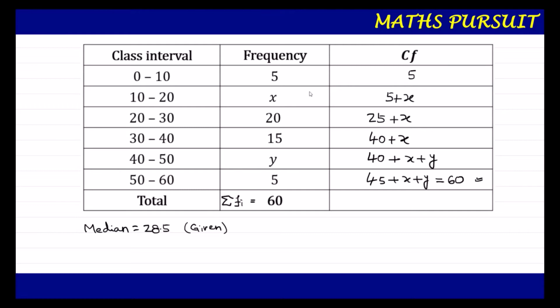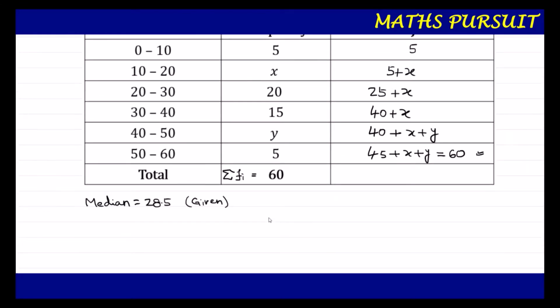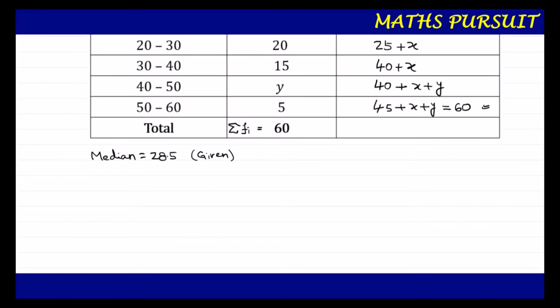Now guys, we are going to put the median formula in place, and we are going to calculate the values for x and y. So let me first of all note down the median formula so that we can put the missing data in the formula and find out the values for x and y. Now median is equal to L plus n upon 2 minus cumulative frequency upon frequency into class height or h.